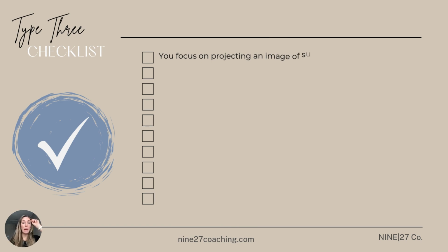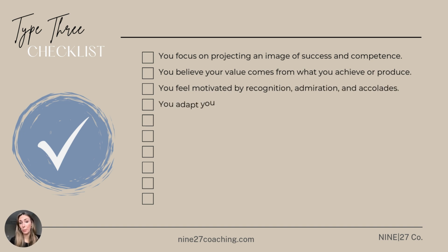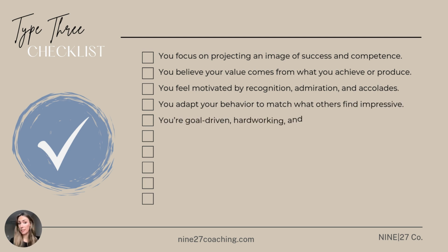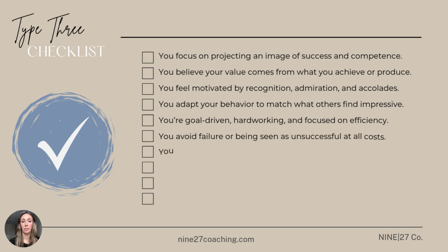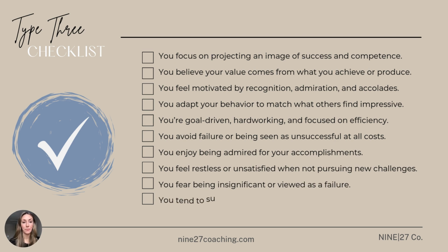When we look at the type 3 checklist, you might be a type 3 if you focus on projecting an image of success and competence. You believe your value comes from what you achieve and or produce. You feel motivated by recognition, admiration, and accolades. You adapt your behavior to match what others find impressive. You're goal-driven, hardworking, and focus on efficiency. You avoid failure at all costs. That's a key one. Or being seen as unsuccessful. You enjoy being admired for your accomplishments.